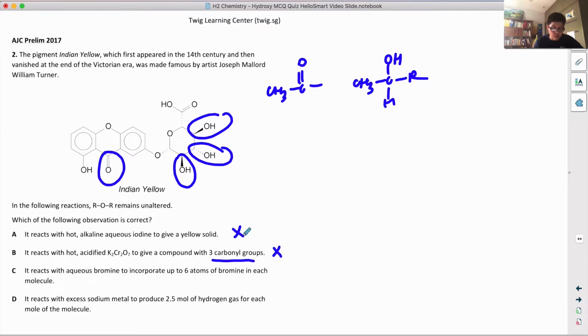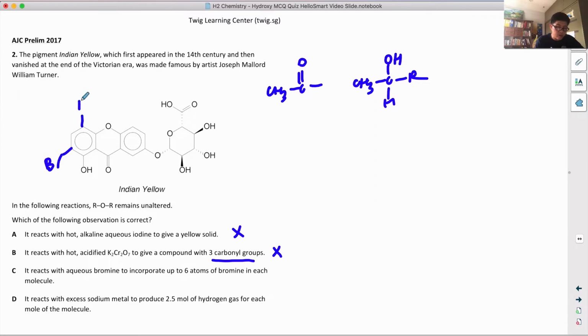It reacts with aqueous bromine to incorporate up to 6 atoms of bromine. So if you react with bromine, where would the Br go? For phenol, this will be Br, this will be Br, because phenol will react with aqueous bromine. And I think that's it. So this is wrong. You can't have 6 atoms of Br.